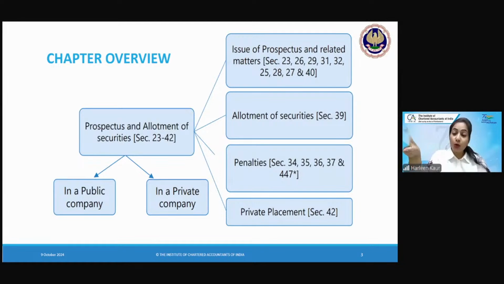So it cannot go to the public asking for the issue of securities. The moment it goes to the public, it becomes a public company.